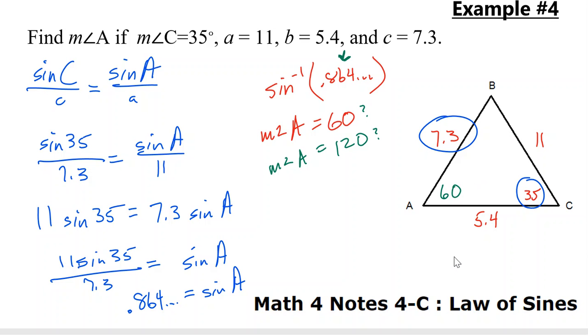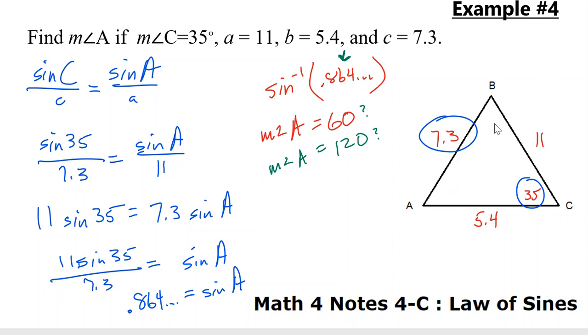If I put a 60 there, 60 and 35 is 95, taken away from 180 is going to leave me with that. Now, if I look around here, who's the smallest angle? 35. Is 7.3 the smallest side? Actually, no, it's not. 11 is the biggest side, but 60 is not the biggest angle. This is wrong on so many levels.